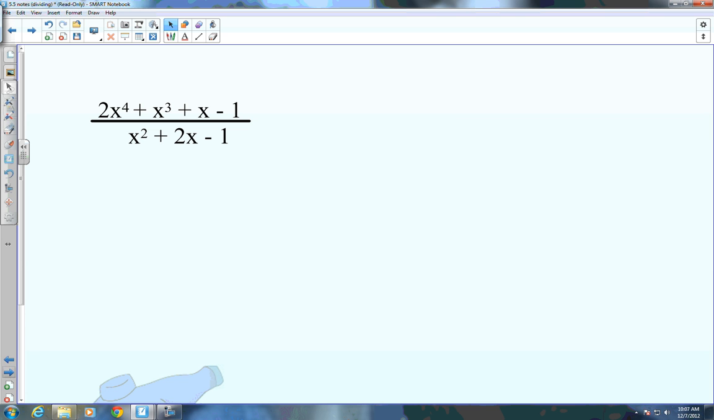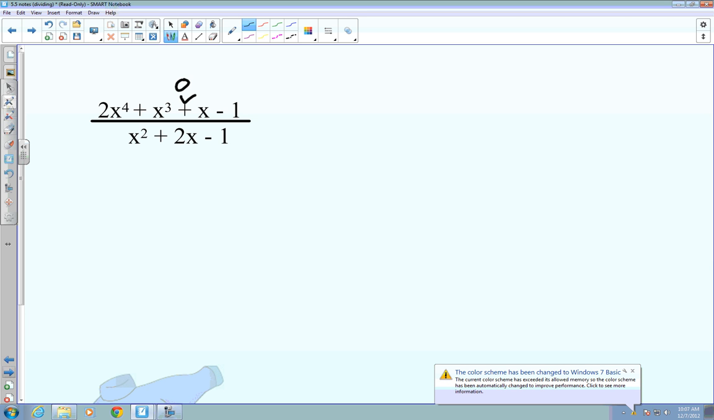I have 2x to the 4th plus x to the 3rd plus x minus 1, all divided by x squared plus 2x minus 1. Now, there's an interesting thing here that you need to be aware of. Look here at the top, 2x to the 4th plus x to the 3rd plus x. It's missing one term in there. I want you to insert a 0x squared if that's missing, and I'll show you why.